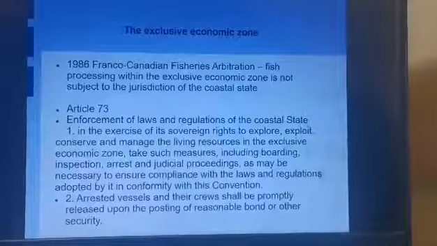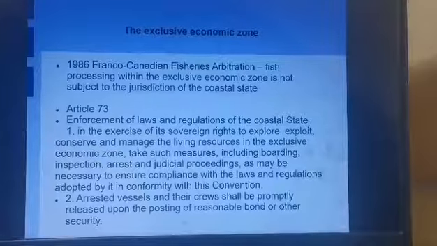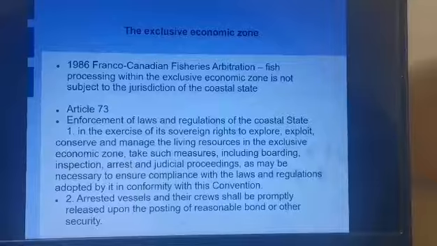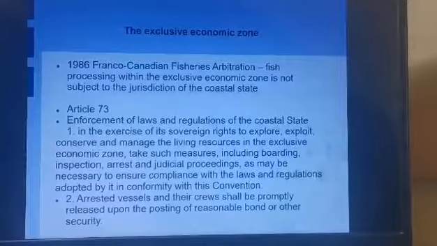Did you know that in the 1986 Franco-Canadian Fisheries Arbitration, fish processing within the exclusive economic zone is not subject to the jurisdiction of the coastal state?